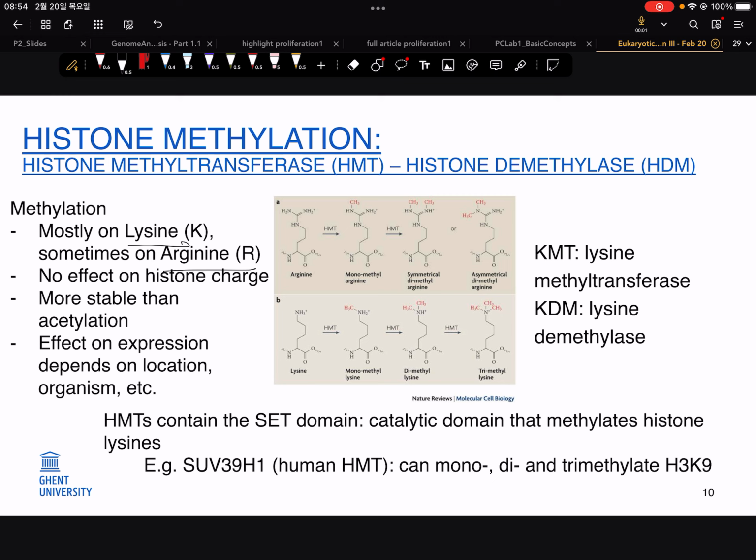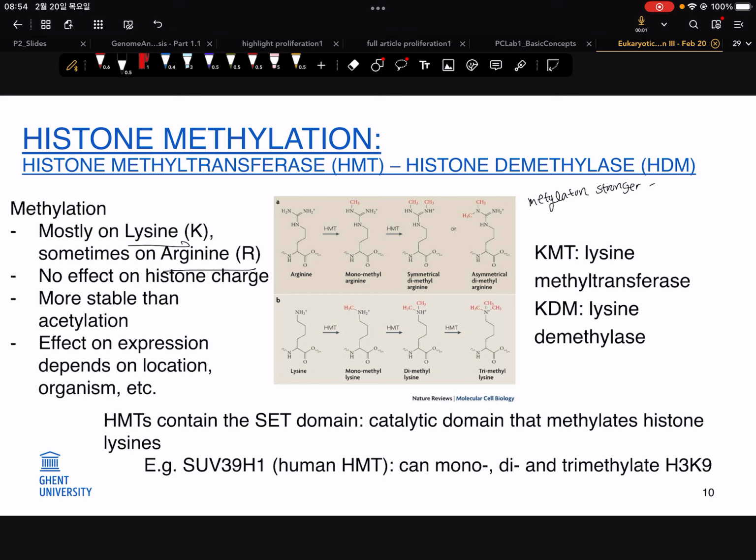Now, adding a methyl group does not have an effect on the charge of the histone, like what acetylation did. So here there is no effect on the histone charge. What we do know about this versus acetylation is that methylation is more stable. Acetylation is easily removed. Methylation is a bit stronger, stays long, let's say.